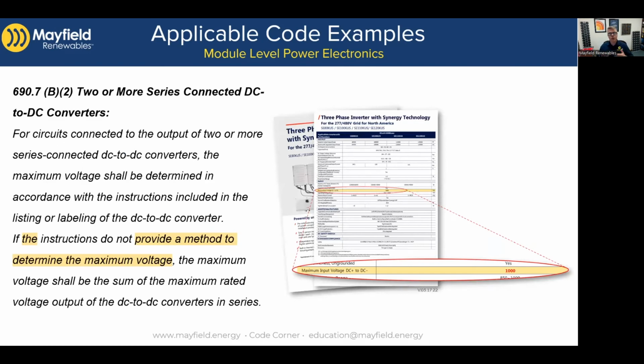Okay, so now that we have those pictures of broad system types, I want to talk to you about a few of the code sections. Again, some are very specific to our different MLPEs. This one, 690.7(B)(2), is specifically talking about the voltage output for our DC to DC converters. I skipped (B)(1), which talks about a single DC to DC converter in series. You can go and look at that if you need. (B)(2) is where we're going to see most of our systems. We're going to have multiple DC to DC converters in series.